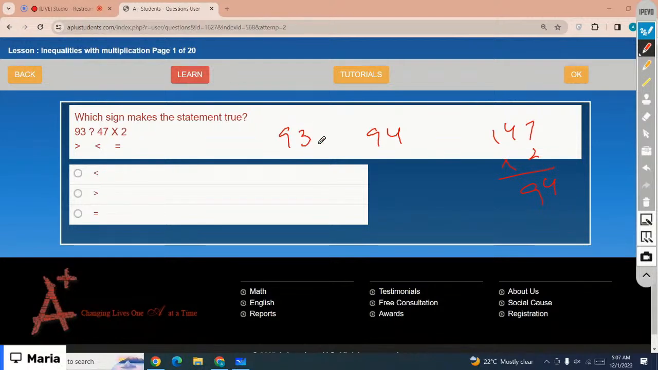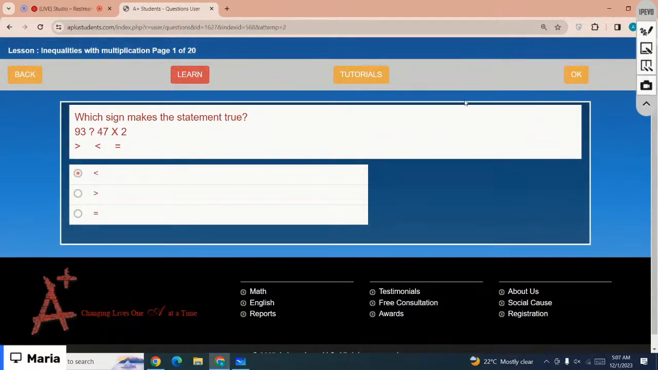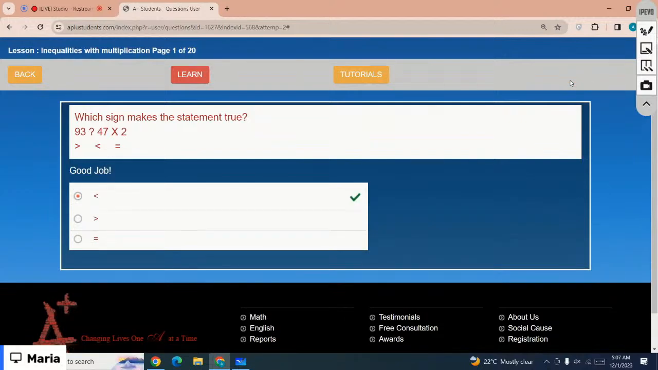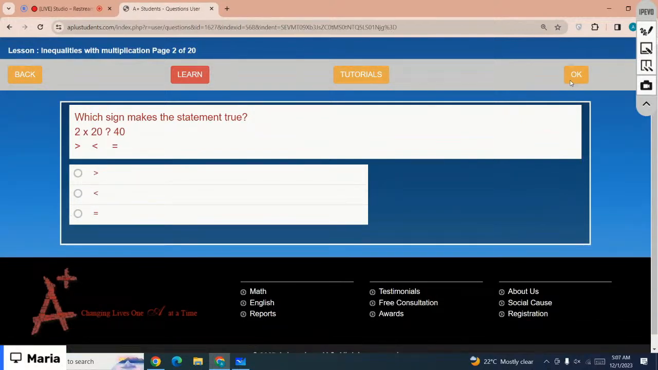Yes, the correct option is 93 is less than 94. The correct option is less than, right? Got it? That's how you have to do it. You have to solve the side.